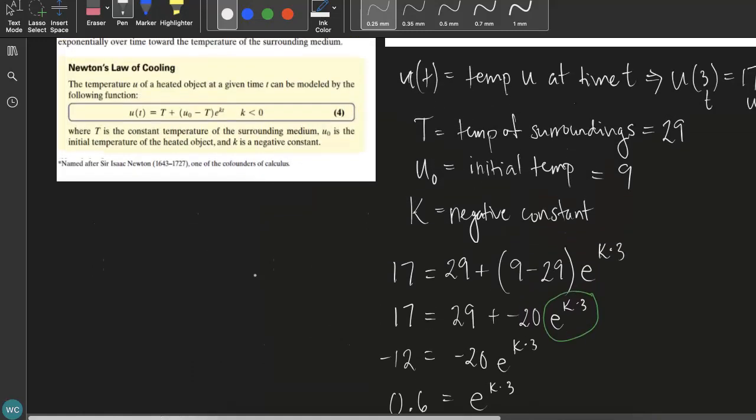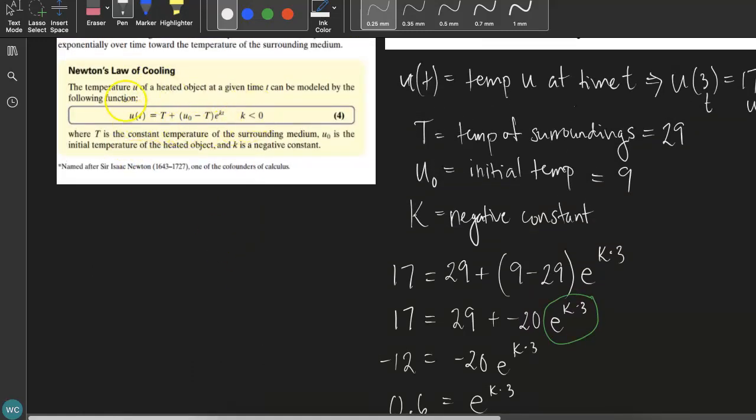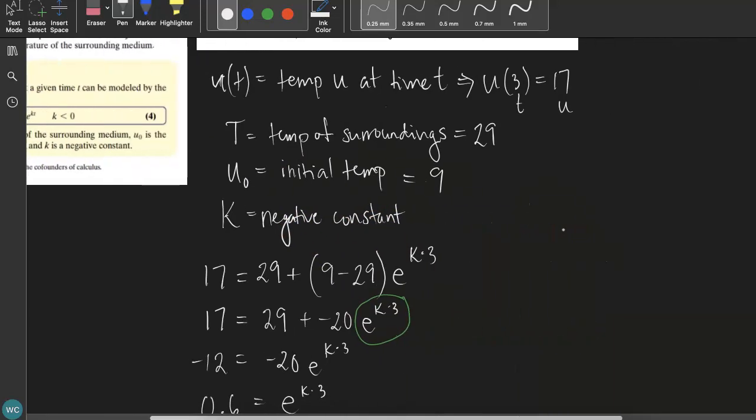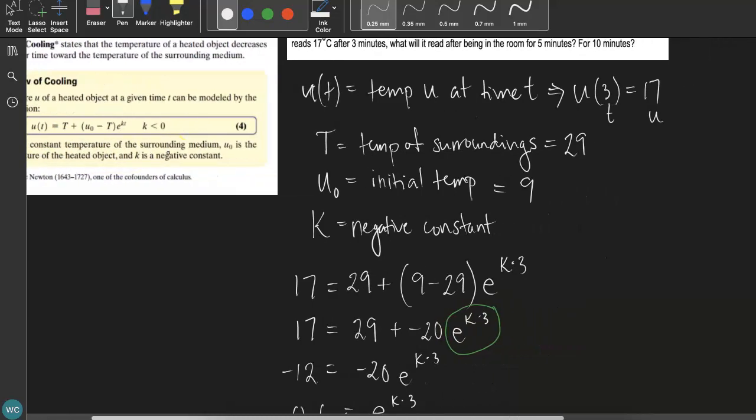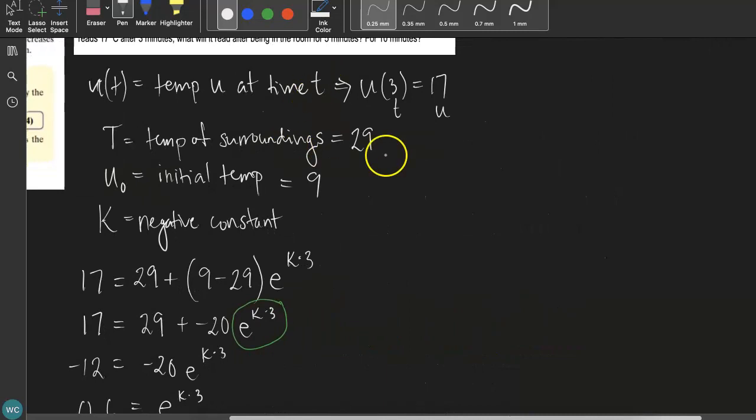natural log of 0.6 divided by 3, I want to rewrite this formula with that value of k here, because it is a constant. Any other constants I also want to include in this formula. The other constant is the surrounding temperature. Another constant is the initial temperature. The only things that are changing in this model or in this formula is lowercase t, the time, and u, the temperature at that time. So let's rewrite this formula. I'm going to rewrite the whole thing here first.